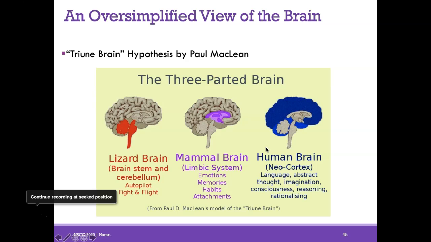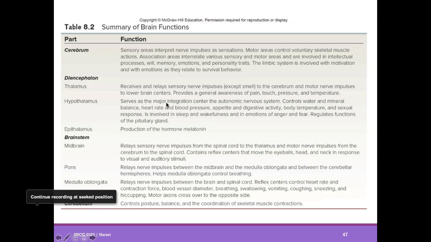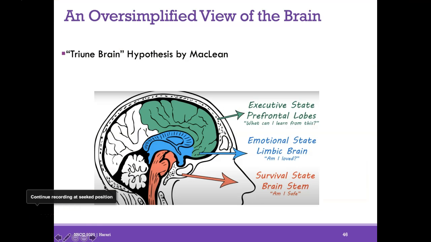So this is an idea. It could kind of help you understand the hierarchy of brain structures in a way. And again, it's not necessarily true that there's a lizard brain, mammalian brain, and a human brain. But I thought this was an interesting way to think about these three parts of the brain.